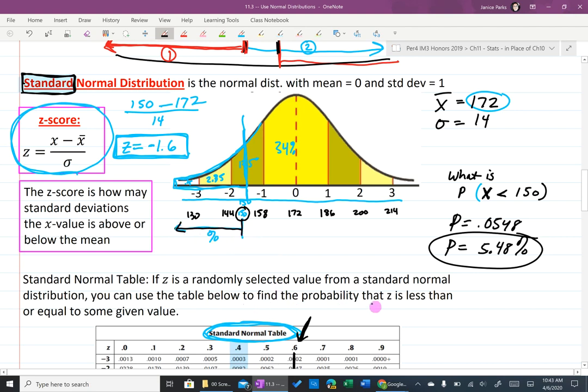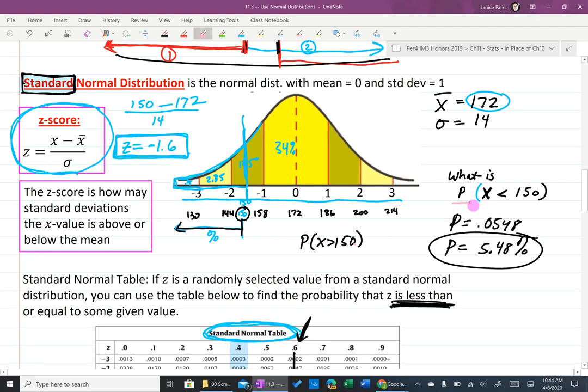The thing about this table is that it only gives you less than. So if I asked you what is the probability that it's greater than 150, think about how you would find that. I'm obviously going to give you the answer right now, but think about it or pause it and see if you can come up with that answer first.